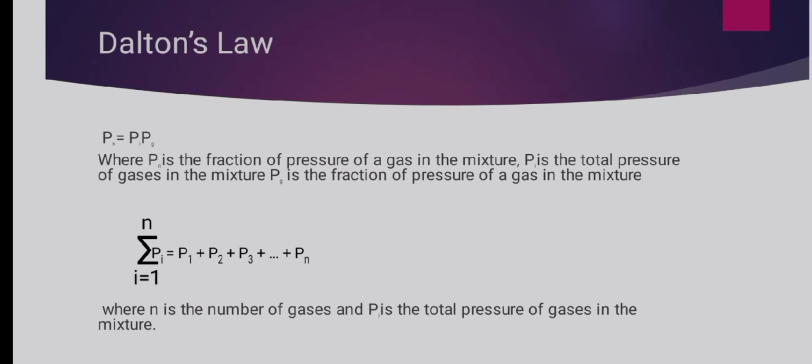Next formula is Pn equals Pt times Pg, where Pn is the pressure of a gas in the mixture, Pt is the total pressure of gases in the mixture, and Pg is the fraction of pressure of a gas in the mixture. We have here the formula summation of Pt equals P1 plus P2 plus P3 and so on up to Pn, where the index i equals 1, n is the number of gases, and Pt is the total pressure of gases in the mixture.